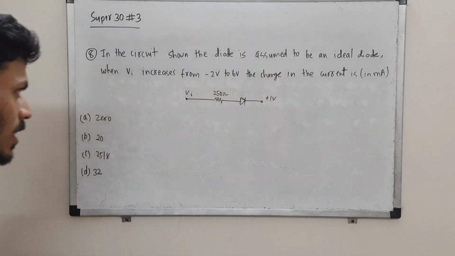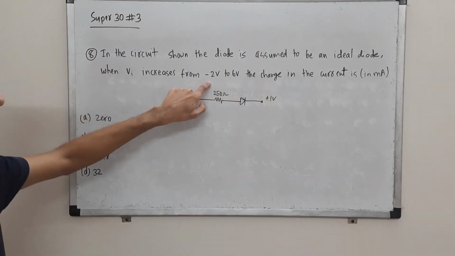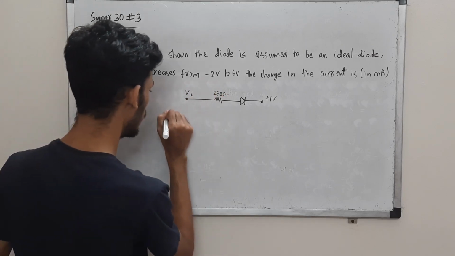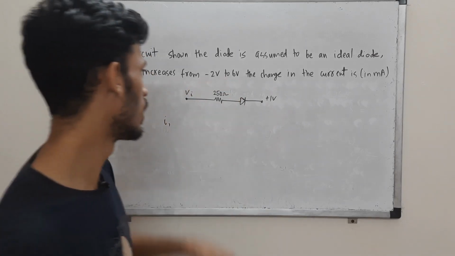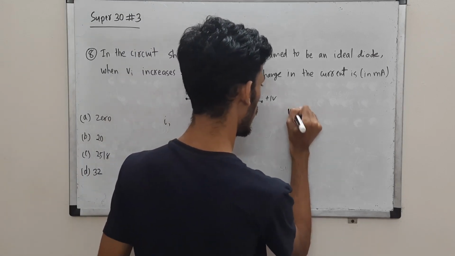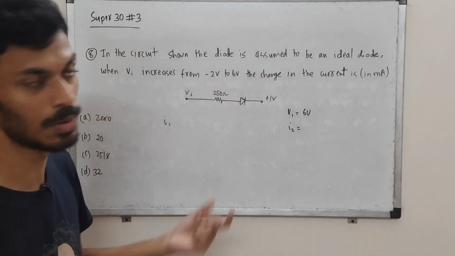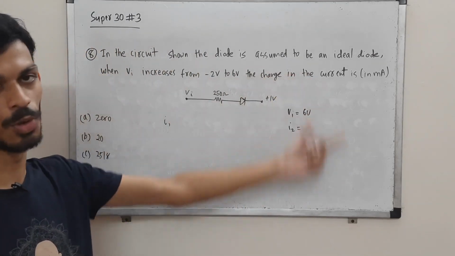I'll explain the question here. First we are going to keep Vi at -2 and find out the current, suppose that is I1. Then we are going to keep Vi at 6 volts, and then we are going to find I2. So I1 minus I2, this change, is what we are supposed to report.